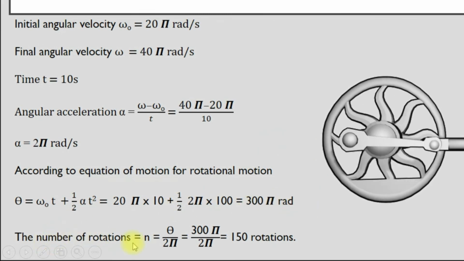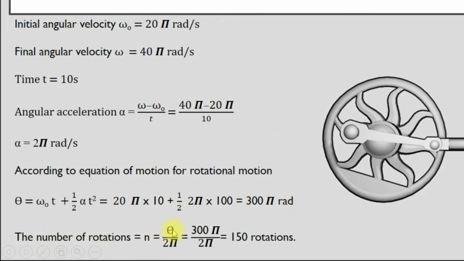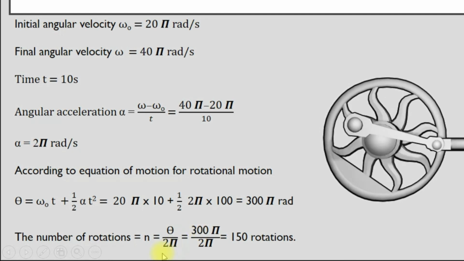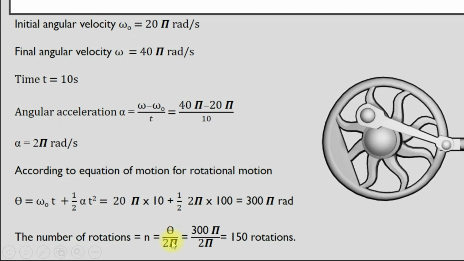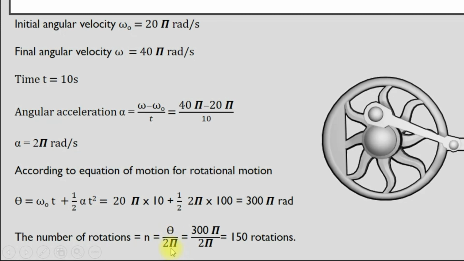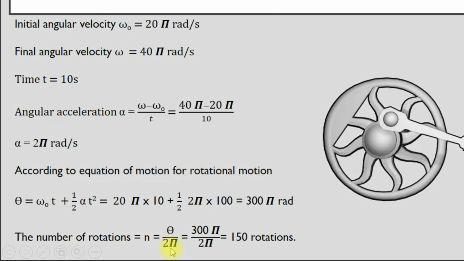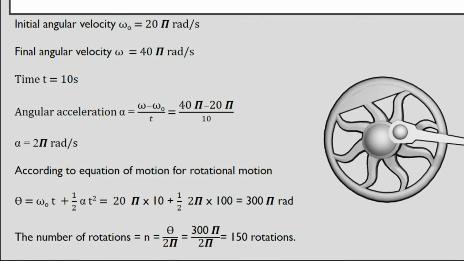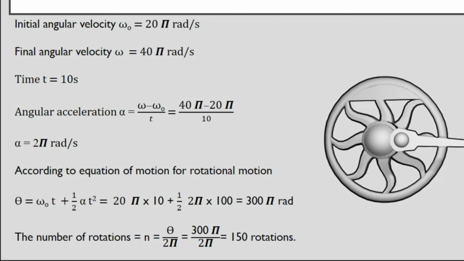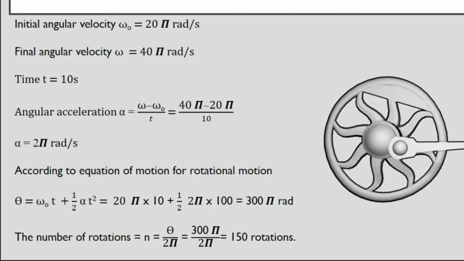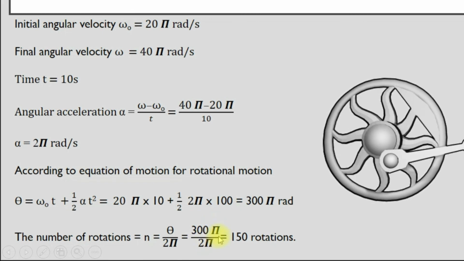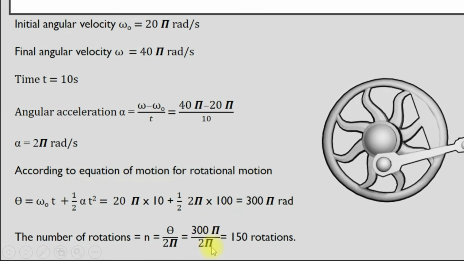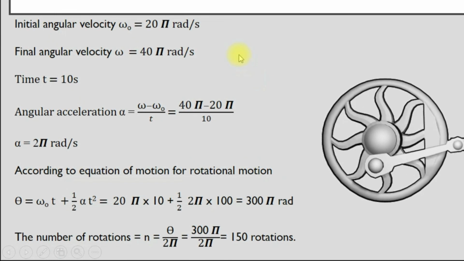So the number of rotations is found by the formula theta divided by the total angle. That is, the angle through which it is moving divided by the total angle. We know that the total angle in a circle is 360 degrees, which can be written as 2 pi. So theta by 2 pi will give you the number of rotations. Theta is found to be 300 pi, and the total angle is 2 pi. Cancelling this, we have 150 rotations.